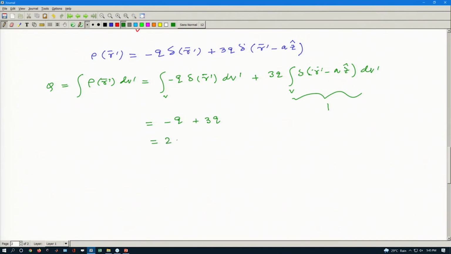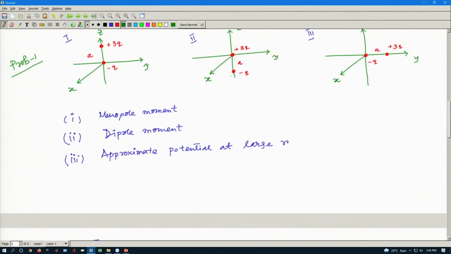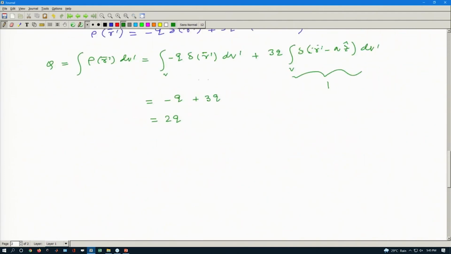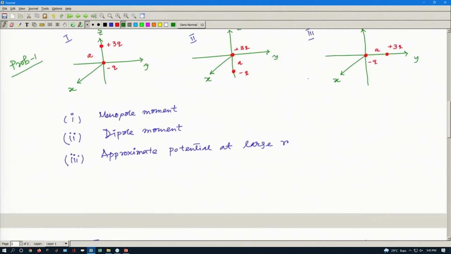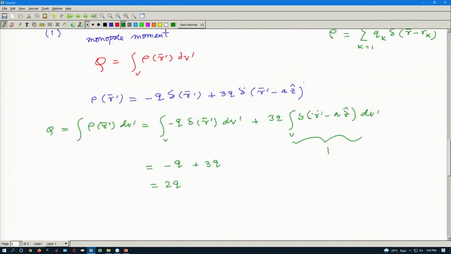So, simply I have the same old thing, just q plus 3q, then it should be 2q. This is for case 1, and I believe for case 2 and case 3 you can calculate and find out what the monopole moment is. I am not going to do that, because this is just a repetition of the same thing. You just need to find out the delta function and you can do that, if you use the definition of the monopole. Otherwise, the monopole is nothing but the total charge, you can easily calculate.